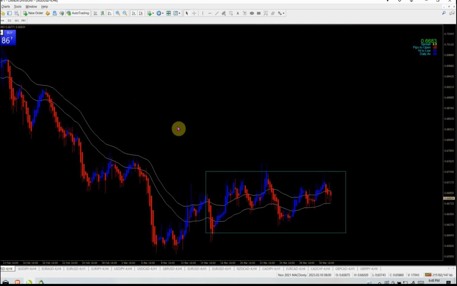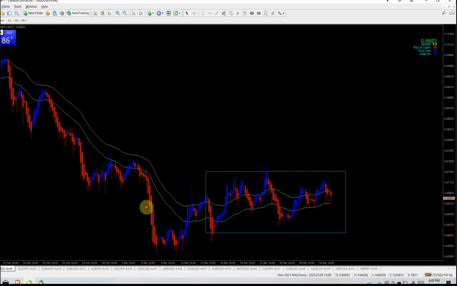Aussie dollar is an example of a pair I'm not interested in trading. This is the 4 hour chart of the Aussie dollar. You can see price is moving inside the channel or just on either side of it. I drew this box to pick up the recent high and recent low. And you can see I'm not interested in this. Even on a shorter time frame, I'm not interested in this.